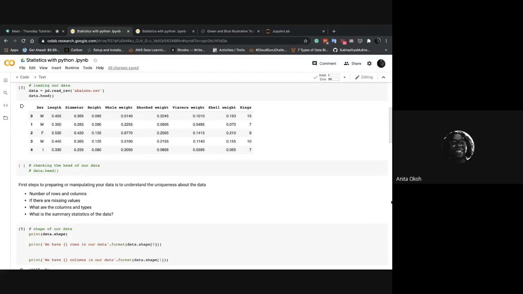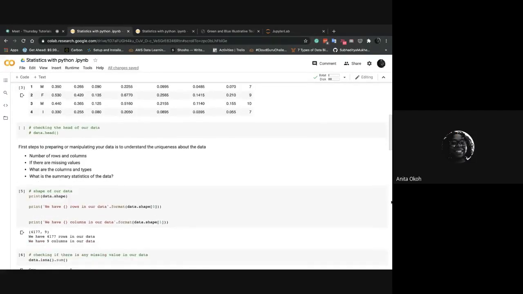Absolutely. And just to ask even further, what type of categorical data is sex? Nominal. Correct. That's absolutely correct. And ring, like you mentioned, is a numerical data, but what type of numerical data is it? Discrete. Absolutely. And the rest are continuous data.